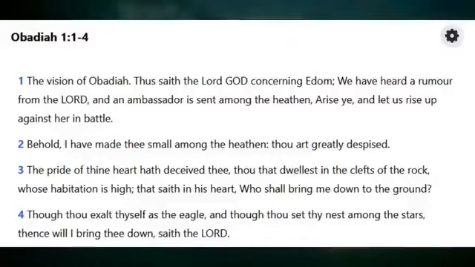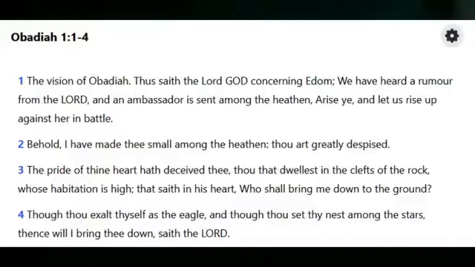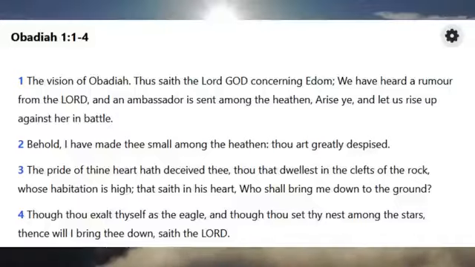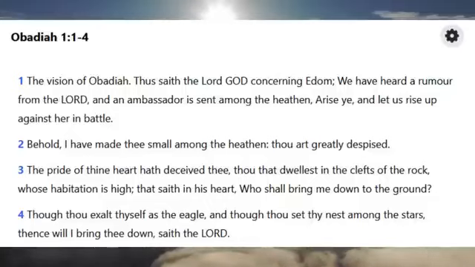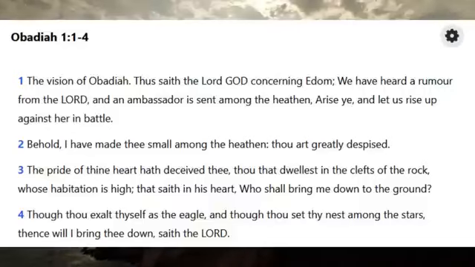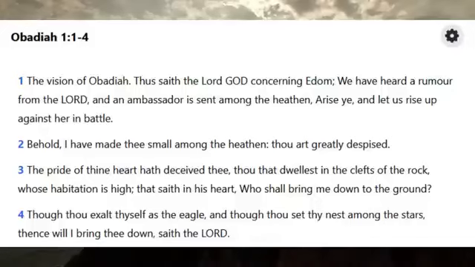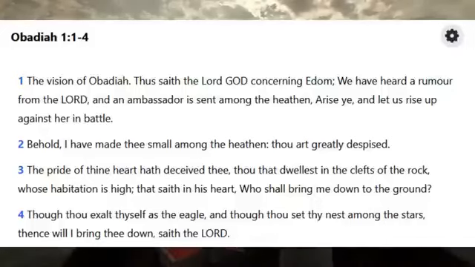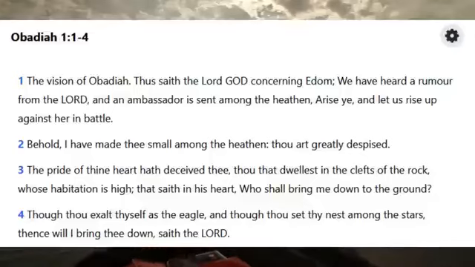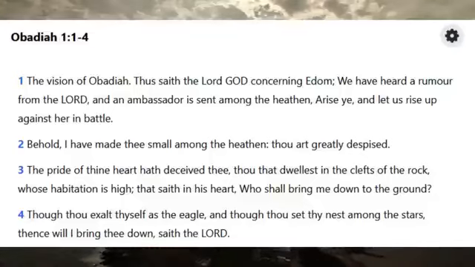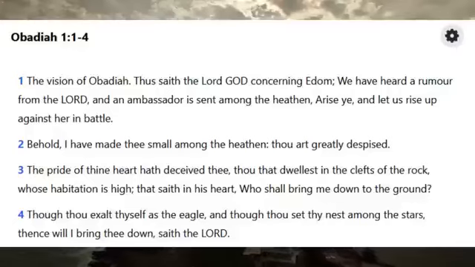Thus saith the Lord God concerning Edom, we have heard a rumour from the Lord, and an ambassador is sent among the heathen. Arise ye, and let us rise up against her in battle. 2, behold, I have made thee small among the heathen, thou art greatly despised. 3, the pride of thine heart have deceived thee, thou that dwellest in the clefts of the rock, whose habitation is high, that saith in his heart, who shall bring me down to the ground? 4, though thou exalt thyself as the eagle, and thou set thy nest among the stars, thence I will bring thee down, saith the Lord.